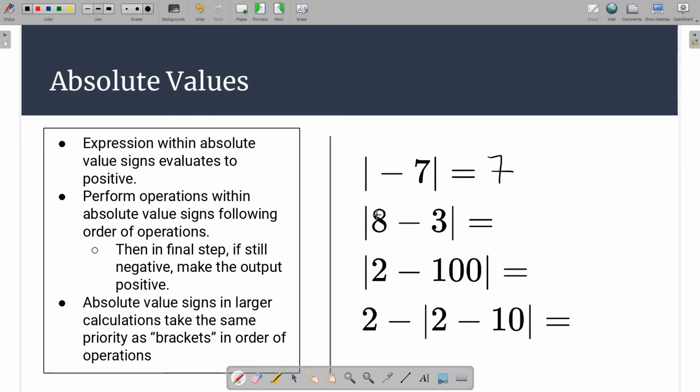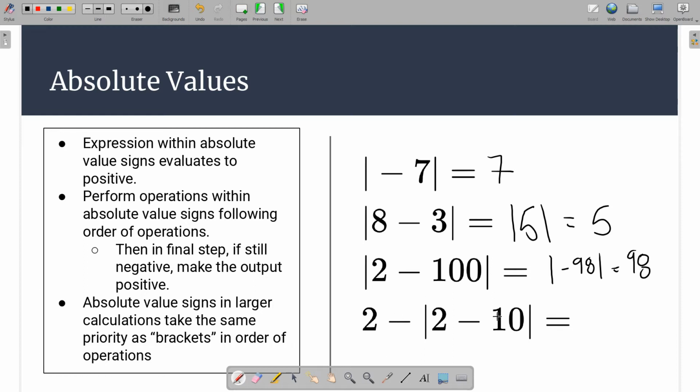A common error when students are first starting out is to say, hey, this is going to be a plus sign now because absolute values are positive, 8 plus 3, but that's not the case. We want to go 8 minus 3. We still perform the operation, so we're going to get the absolute value of 5. Oops, not -5, 5. Let's try that again. Absolute value of 5, and then the absolute value of 5 is just 5. Let's look at this one right here. We've got 2 minus 100, which is going to give us the absolute value of -98, and the absolute value of -98 is just 98.